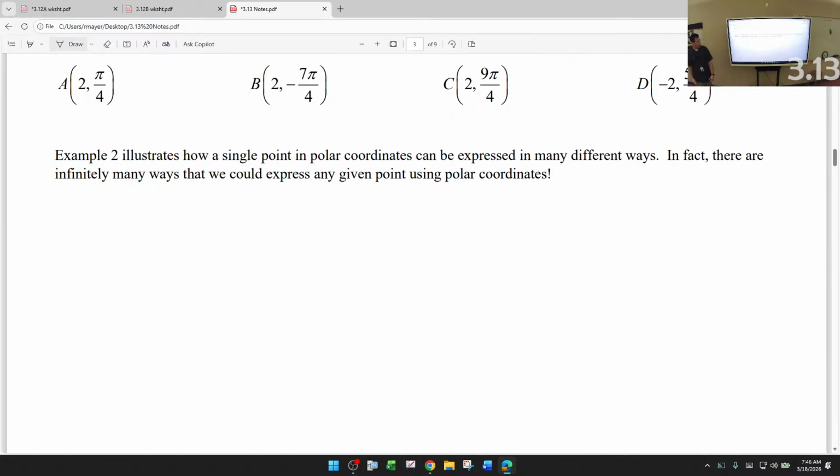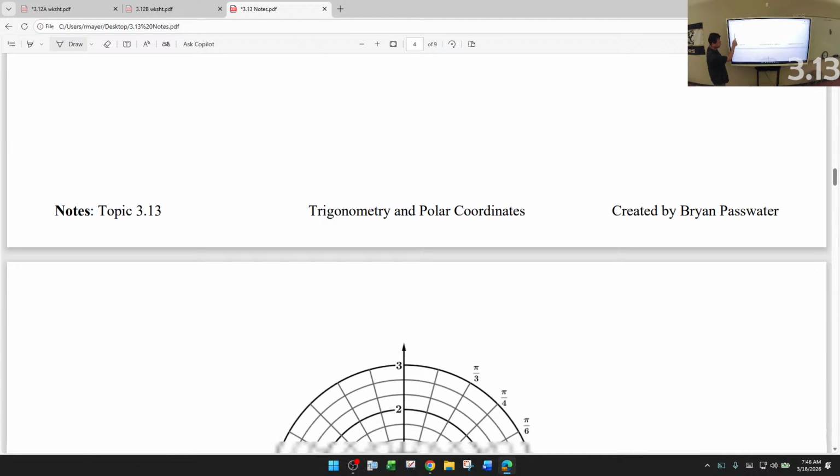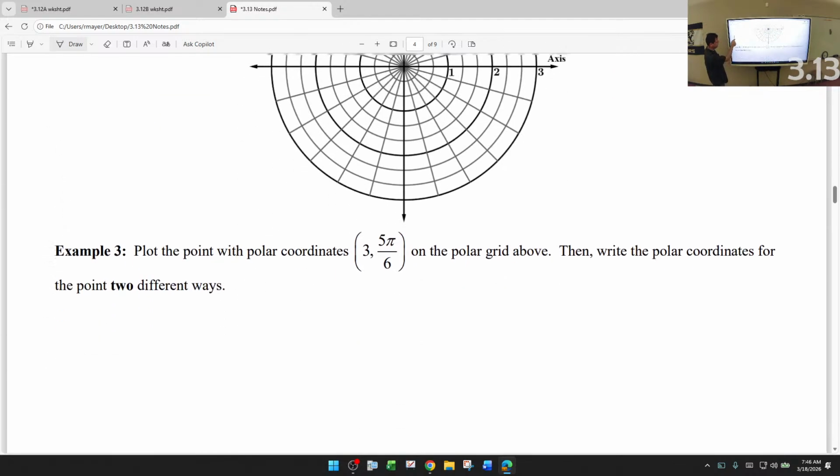Example 2 illustrates how a single polar point can be expressed in many different ways. In fact, there are infinite ways that we could label those polar points. Plot the point with polar coordinates 3, 5 pi over 6 on the polar coordinate, and then write it 2 different ways.